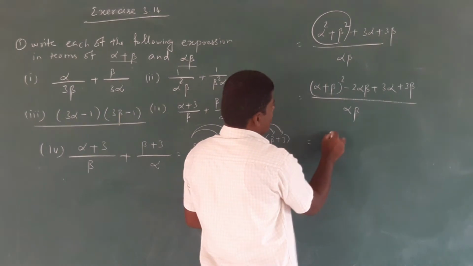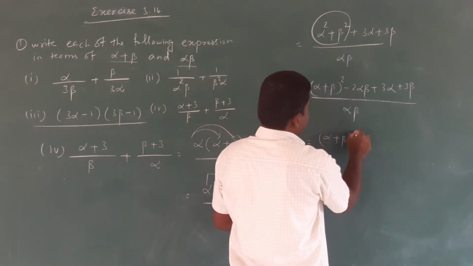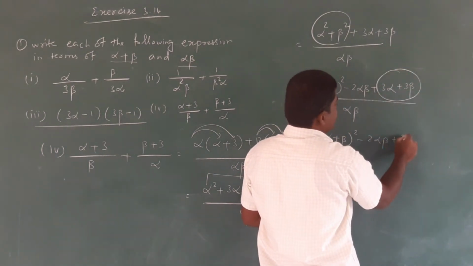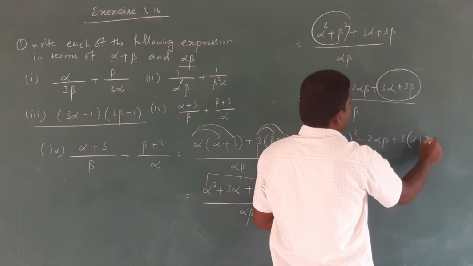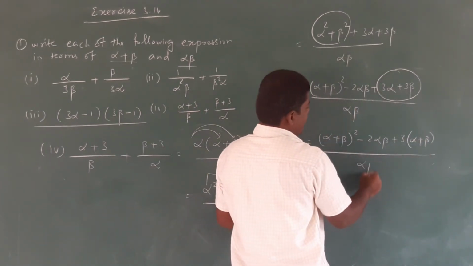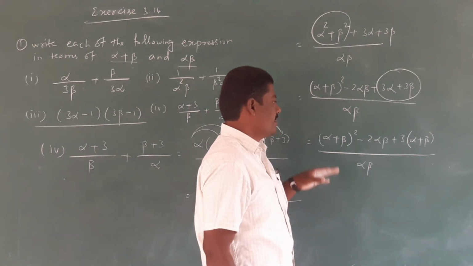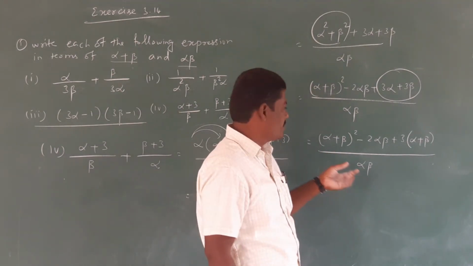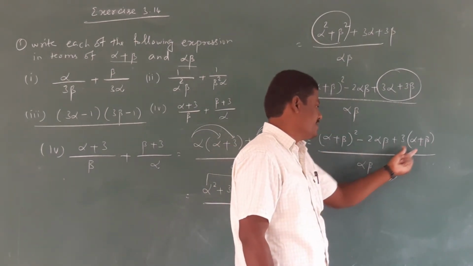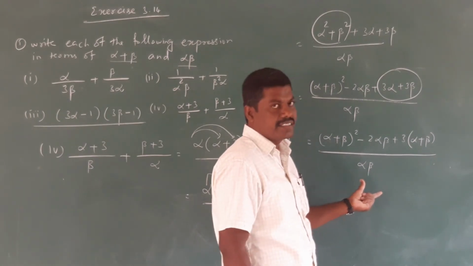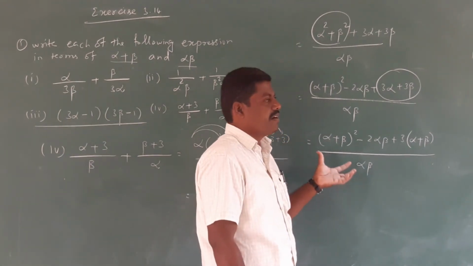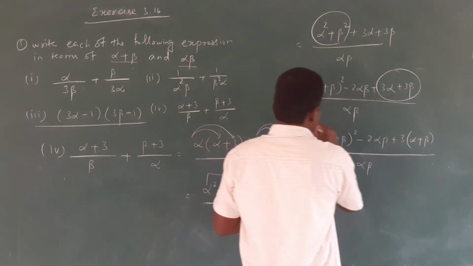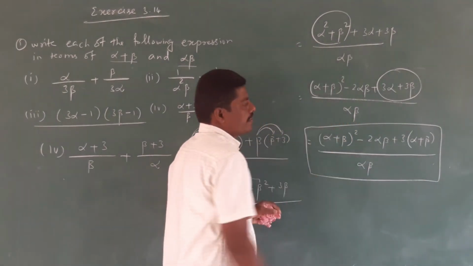Okay. Now alpha plus beta whole square minus 2 alpha beta. From these two terms 3 is common. You take 3 outside. What's remaining? Alpha plus beta, followed by alpha beta. Now you see our answer. This answer is in terms of alpha plus beta and alpha beta only. See alpha plus beta, alpha beta, alpha plus beta, alpha beta. Understand? So now our answer is in the form of alpha plus beta and alpha beta. So this is the answer for our fourth question. Understand?